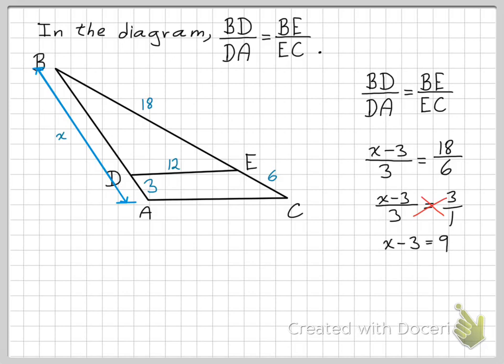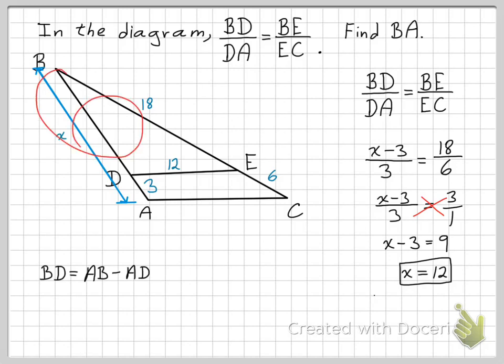Cross multiplying, you get x minus 3 is equal to 3 times 3, which is 9. And then you add 3 to both sides, and you get x is equal to 12. So line segment AB, this whole line segment, is equal to 12. If you wanted to know how long BD was, just this shorter line segment, then BD is equal to AB minus AD, the whole line segment minus the smaller portion. AB we already figured out is 12, and AD is 3, so BD must be 9.